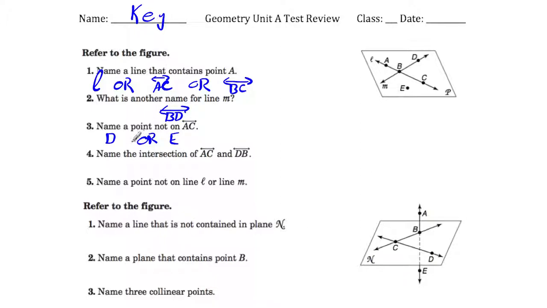All right, name the intersection of AC and DB. We see AC is there, DB is there. They intersect at point B, so the intersection is point B. So name a point not on line L or line M. So this is line L. This is line M, and we can see the only point left out is E, which is floating all the way outside, so point E.